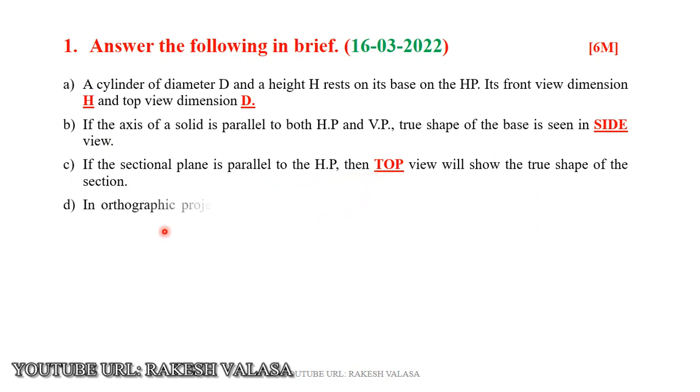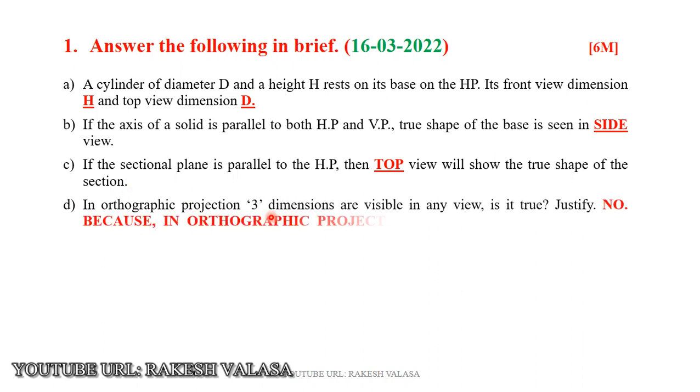Question number D. In orthographic projection, three dimensions are visible in any view. Is it true? Justify. No. Because in orthographic projection, any view having only two dimensions.